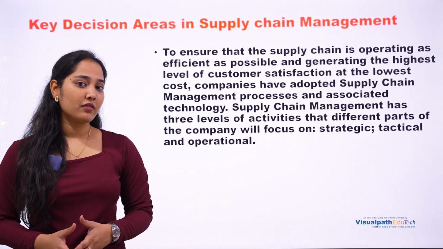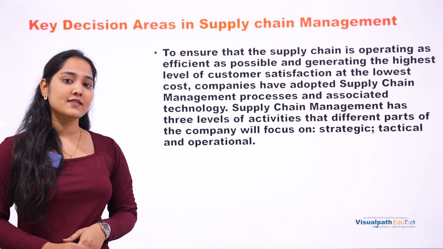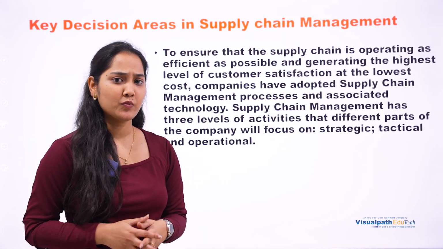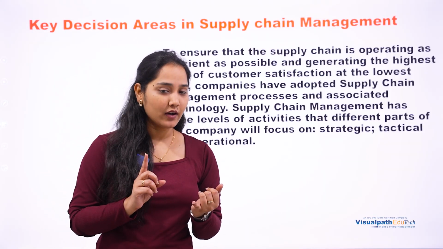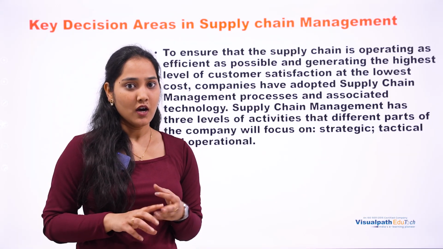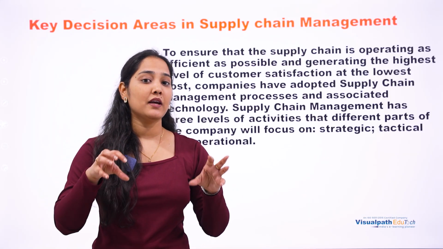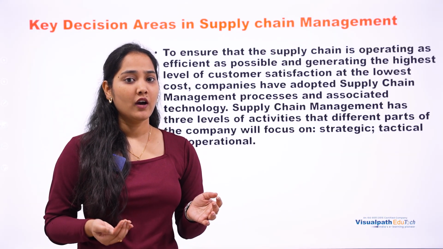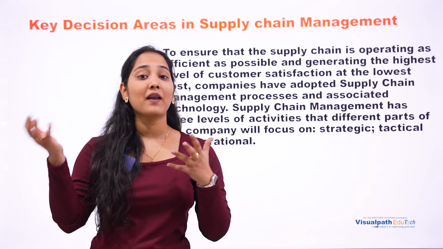So let's discuss the topic key decision makings in supply chain management. When we talk about supply chain management, we are talking about the products, the suppliers, and the customers. These are the three key main players. You need customers to purchase a product. You need a supplier to supply the product.